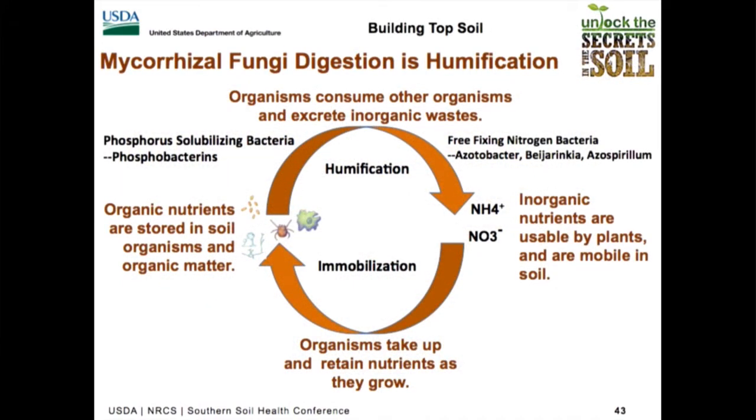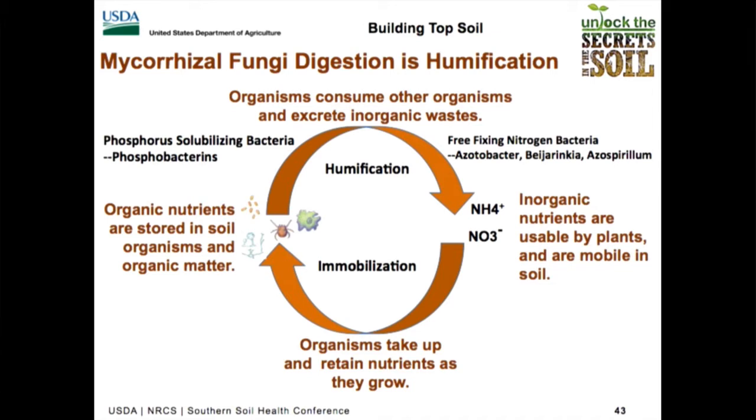And you have to understand that mycorrhizal fungi digestion is humification. Organisms consume other organisms. They have these associations with nitrogen-fixing bacteria and phosphorus-solubilizing bacteria. It's not really the decomposition process. What they're actually doing is building up the humic molecules in the soil, along with the phosphorus-solubilizing and all the other types of bacteria that solubilize nutrients. And what they end up doing is forming these humic substances in the soil. That's true organic matter, okay?